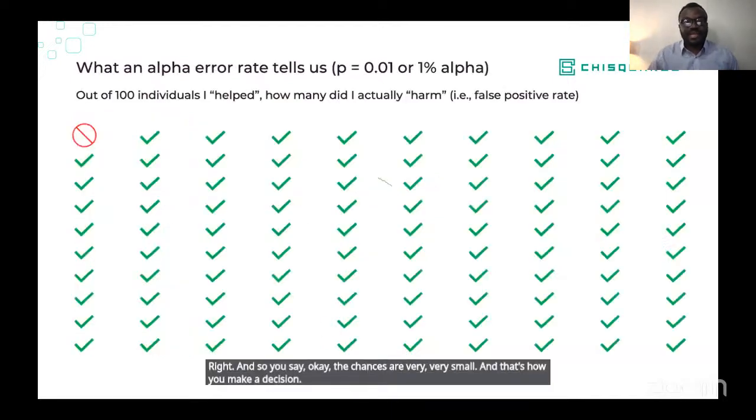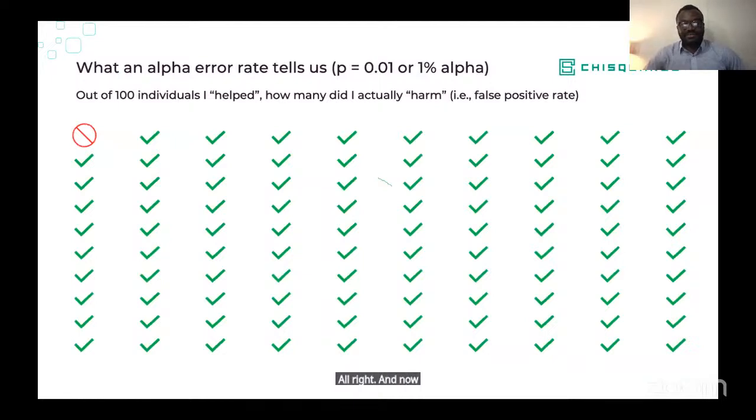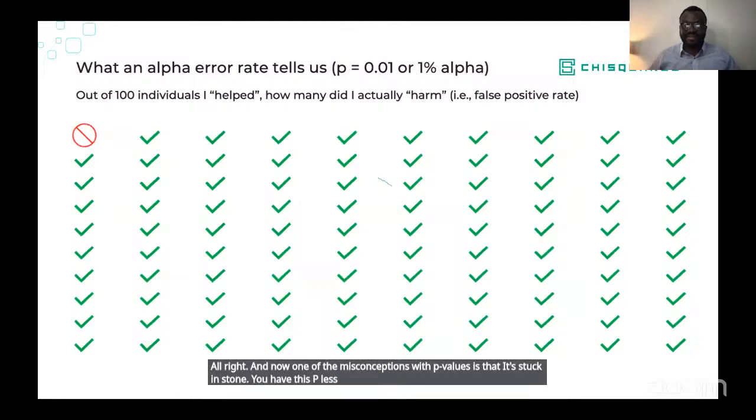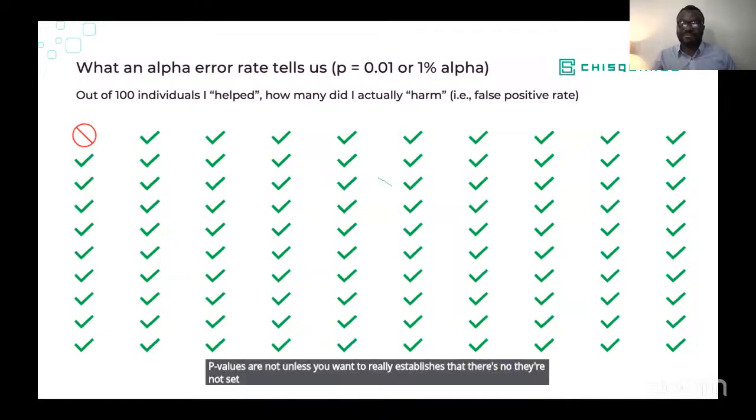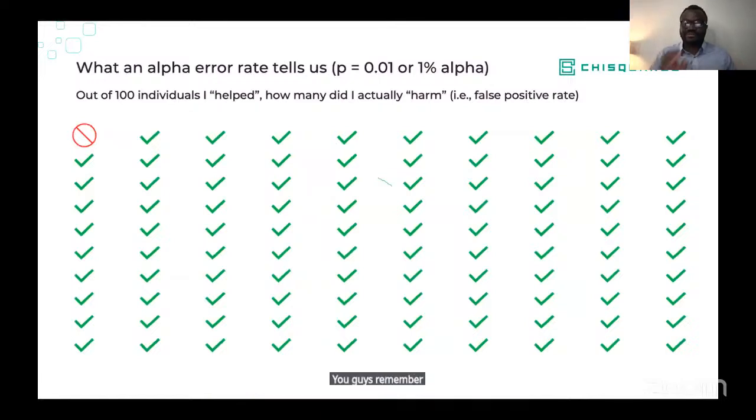All right. Now one of the misconceptions with p-values is that they're set in stone, like you have this p less than 0.05 which you must use. P-values are not set in stone. You can determine your p-value for your study and say, okay, I am willing to go with this p-value, because remember, the p-value threshold is also the alpha threshold. And remember, alpha is the chances that, who can remind us of what the alpha is?